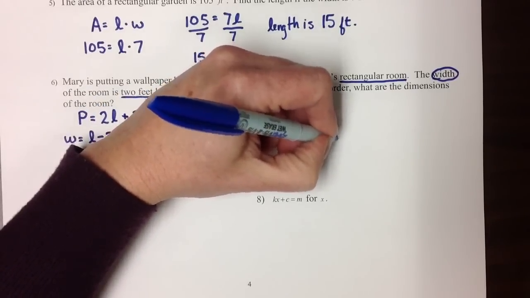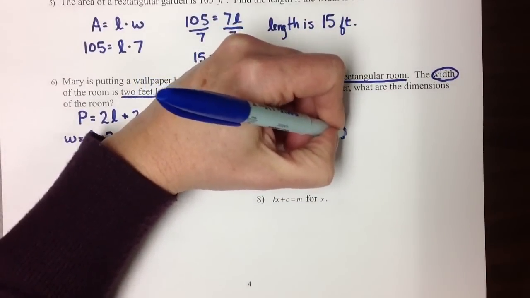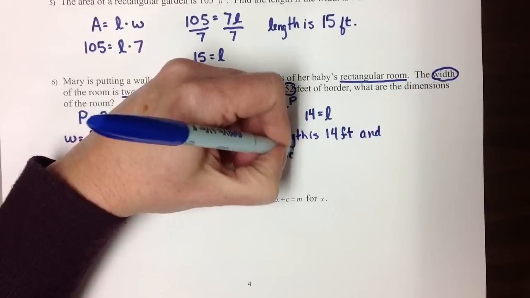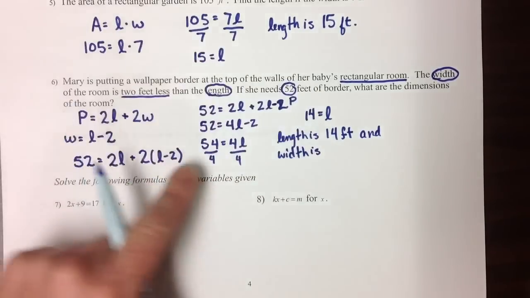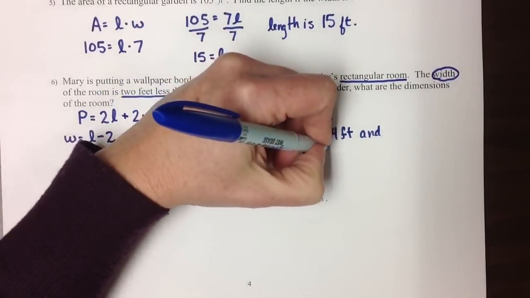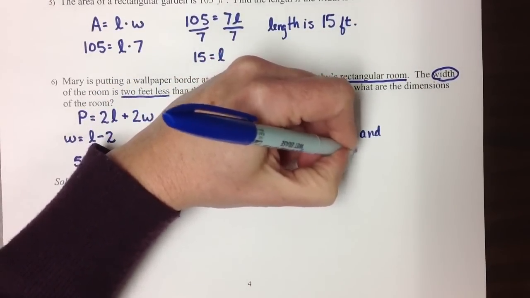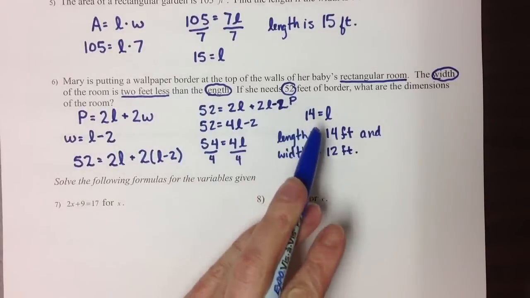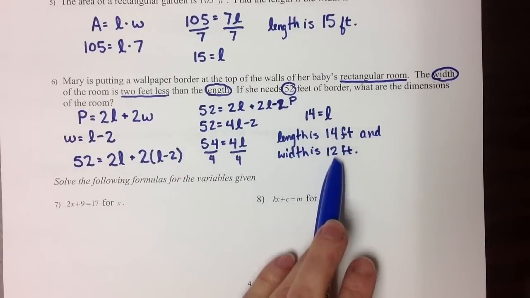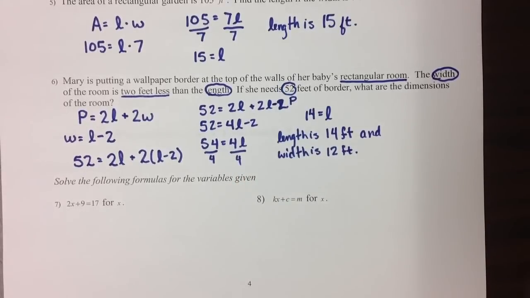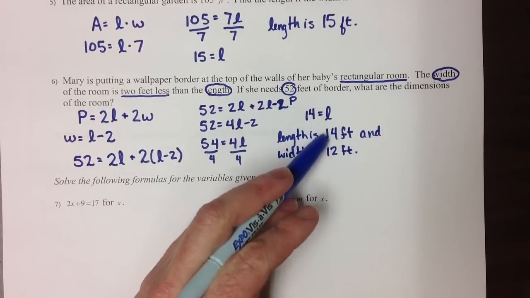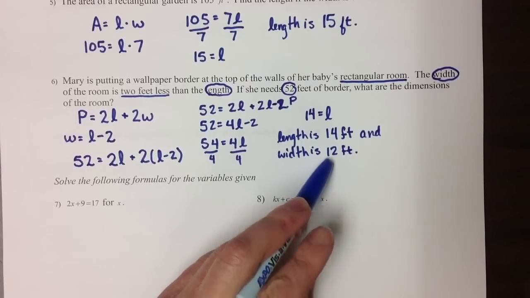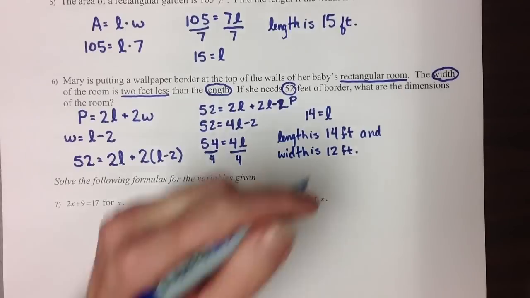is 14 feet, since feet were our units, and the width, since the width is 2 feet less than the length, is going to be 12 feet. Going back to check this problem with our original story, we want to make sure that these two lengths plus these two widths do add up to the 52 total that we were asked to find. So this doubled is 28, this doubled is 24, and 28 plus 24 does equal 52. So our answer checks out.